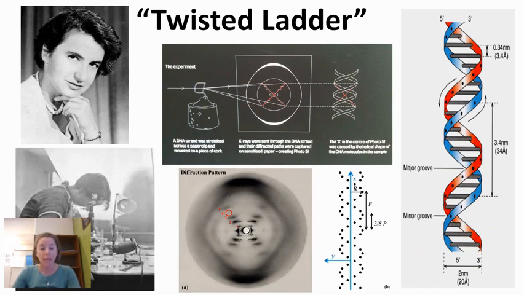Remember that the twisted ladder was discovered, thank you, Miss Franklin. Gave us that beautiful Photo 51 showing us that the rungs of the ladder were on the inside. Those nitrogen bases had to be on the inside. And as that circle swirled around, it also only had enough space for there to be 2 swirls of the DNA. Technically, on those 2 swirls, there is a major groove and a minor groove.